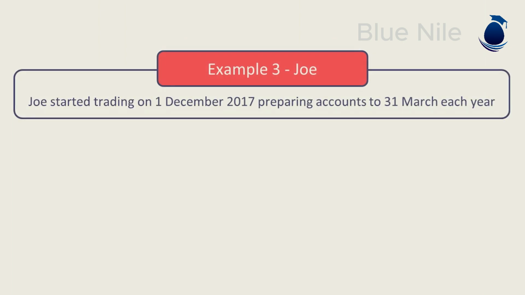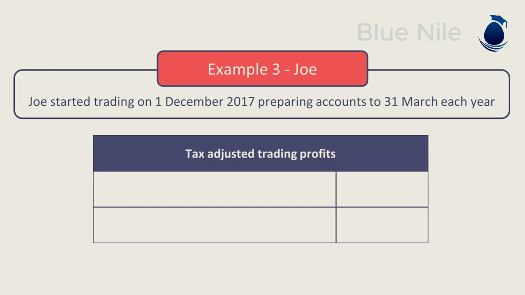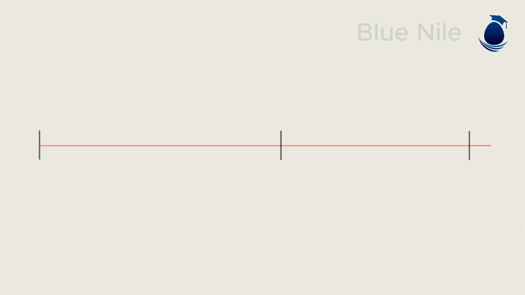Example 3. Joel started trading on the 1st of December 2017, preparing accounts to the 31st of March each year. His tax-adjusted trading profits were, for the 16 months period to the 31st of March 2019, £48,000, and for the year to the 31st of March 2020, £26,600. We again start with the timeline.